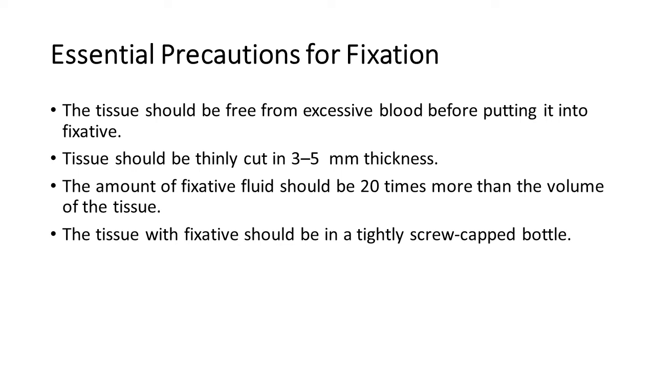So, essential precautions for fixation. Certain essential precautions are necessary for proper fixation. The tissue should be free from excessive blood before putting it into the fixative. The tissue should be thinly cut to 3 to 5 millimeter thickness. The amount of fixative fluid should be 20 times the volume of the tissue. The tissue with fixative should be kept in a tightly screwed cap bottle. So these are the essential precautions when we are fixing tissues using fixative.